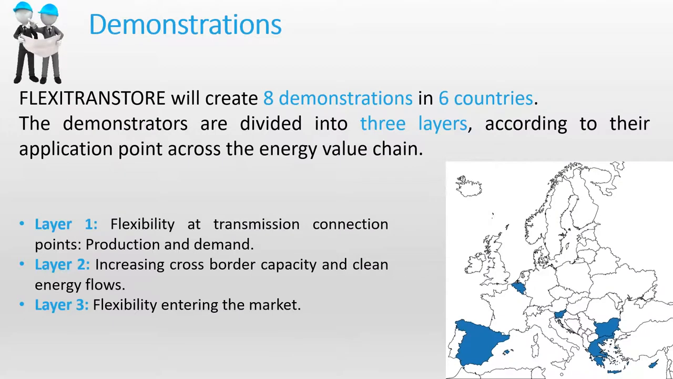The FLEXITRANSTORE project was aiming to set up around 8 demonstrations, which are going to be conducted, or actually are already being conducted, in 6 countries. And from the perspective of organizing them, we defined 3 different layers at the beginning of the project. Layer 1 focuses on the flexibility at the transmission connection points, which could be both production and demand. Layer 2 focuses on increasing the cross-border capacity and the clean energy flows. And layer 3 focuses on the flexibility entering the market. So 2 layers on the technical side and 1 layer on the market side of this whole project.